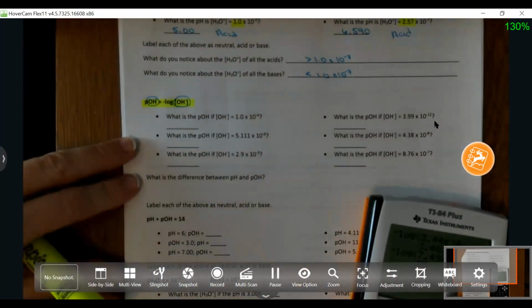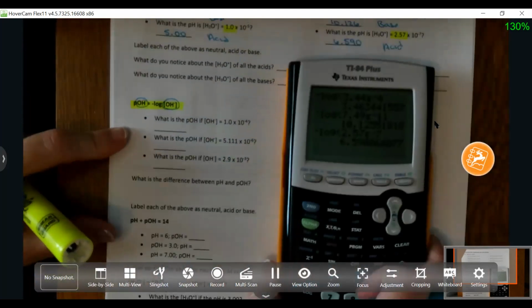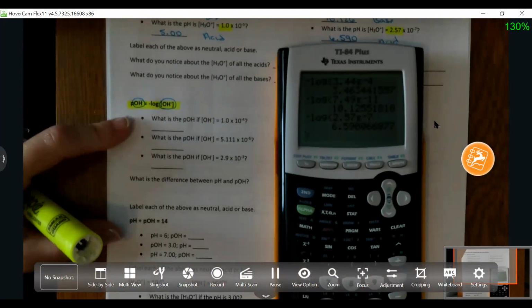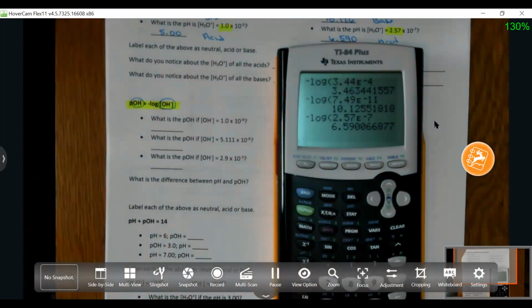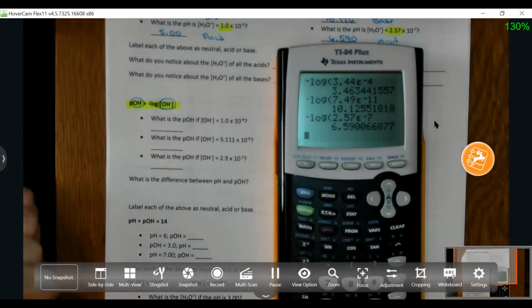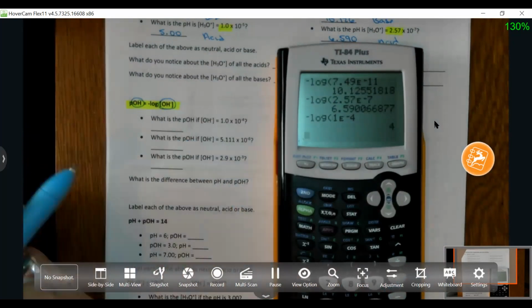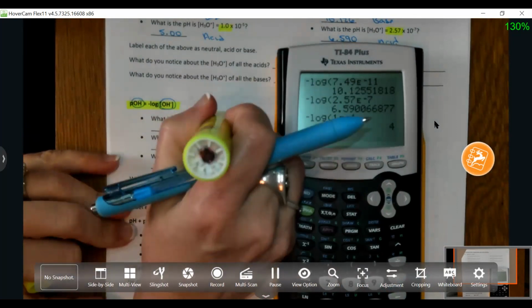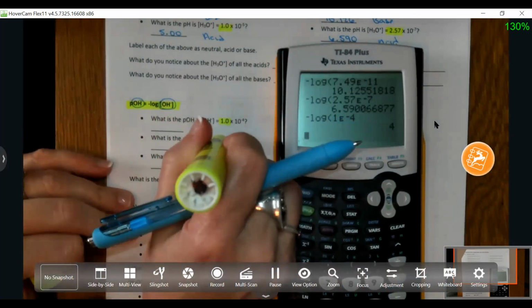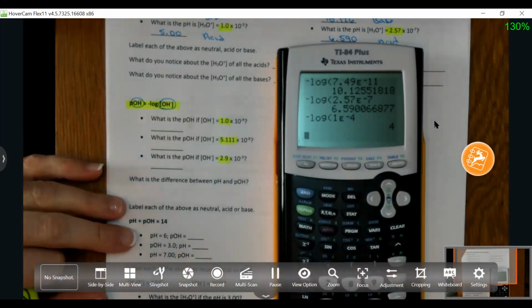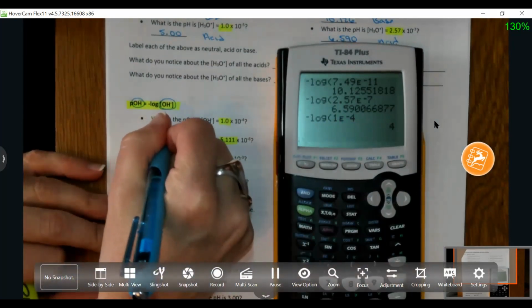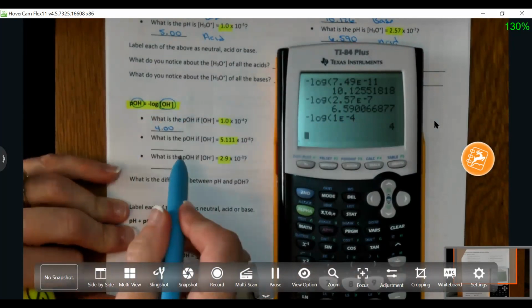So here, the pOH, if hydroxide is 1 times 10 to the negative 4, I'm still going to go, sorry, I don't know why this isn't working. Negative log of 1 times 10 to the negative 4. I've got 2 sig figs. Let me just go ahead and highlight that. I'll highlight all 3 of these ones here. And my answer is 4. So that means my answer is 4.00, because I've got to have 2 numbers after my decimal point.